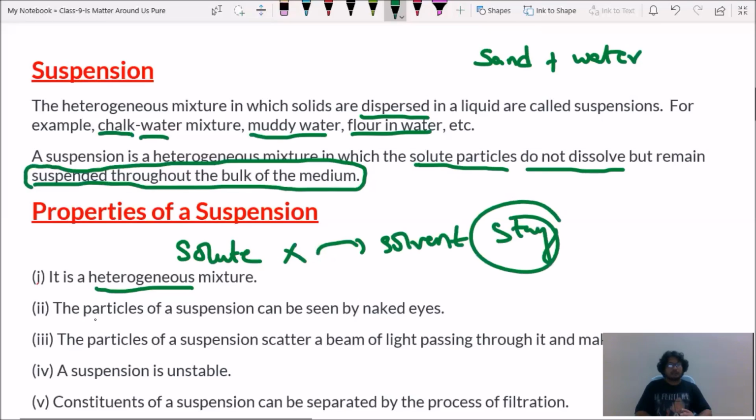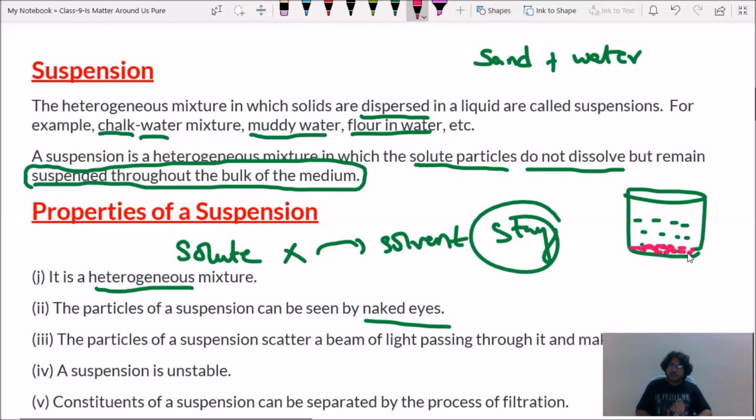Next, the particles of suspensions can be seen by the naked eye. You can observe, right? Take one beaker, add some amount of water in it, try to add 1 spoon of sand. If you observe, that entire sand will be settled at the bottom, and you can see those sand particles just with your naked eye. No need to use a magnifying glass, no need to use microscopes.